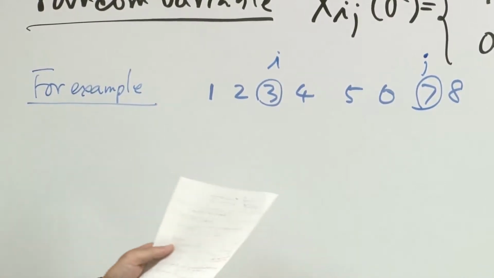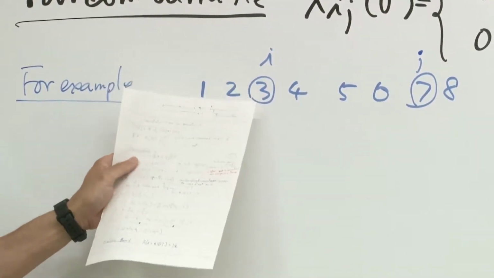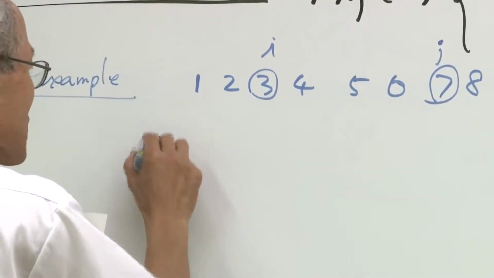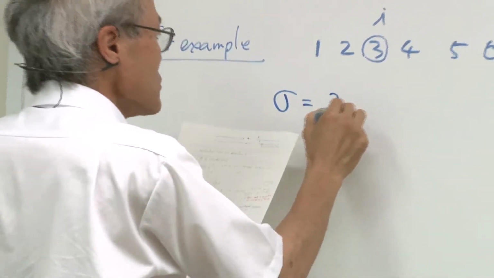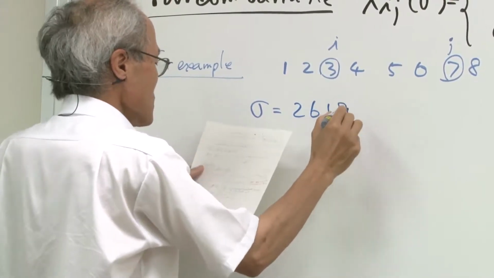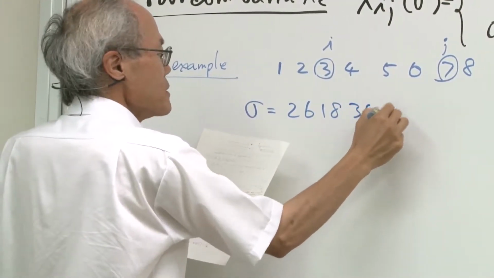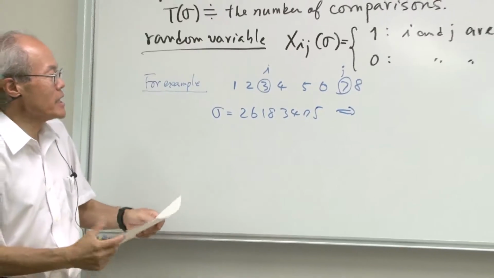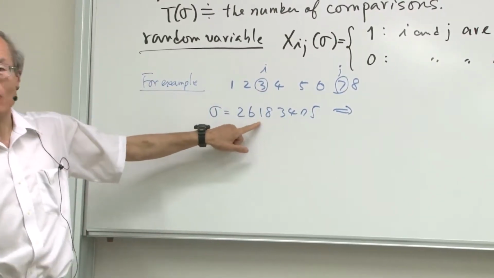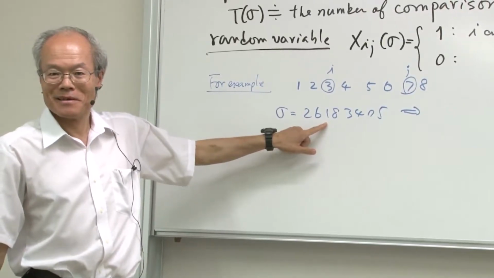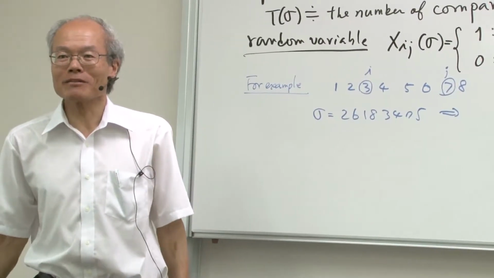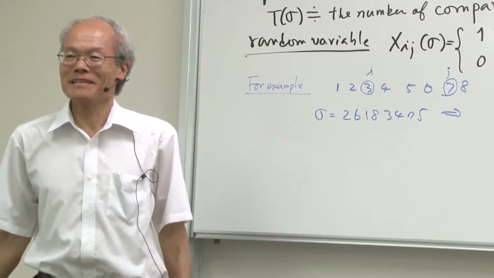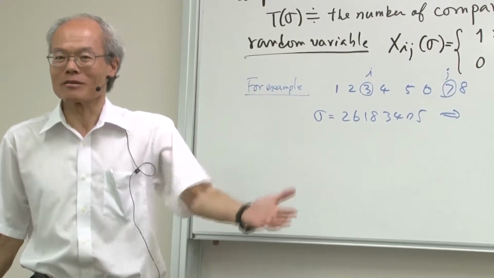Okay, we have 8 numbers as before. Let's assume i is equal to 3 and j equal to 7. Now, suppose that our sigma, our pivot sequence, is 2, 6, 1, 8, 3, 4, 7, 5. Then, are i and j, 3 and 7, compared or not? Compared or not compared?